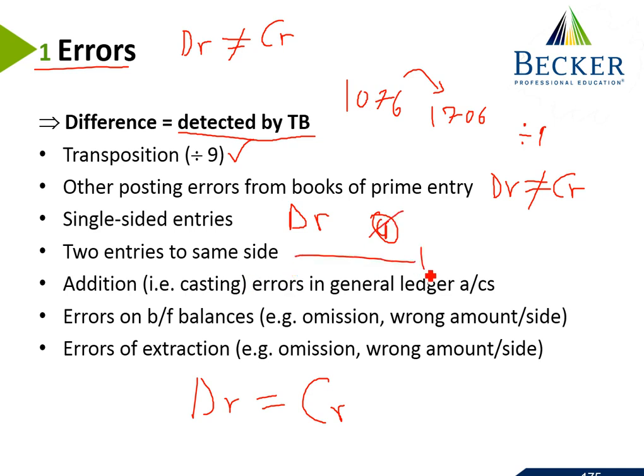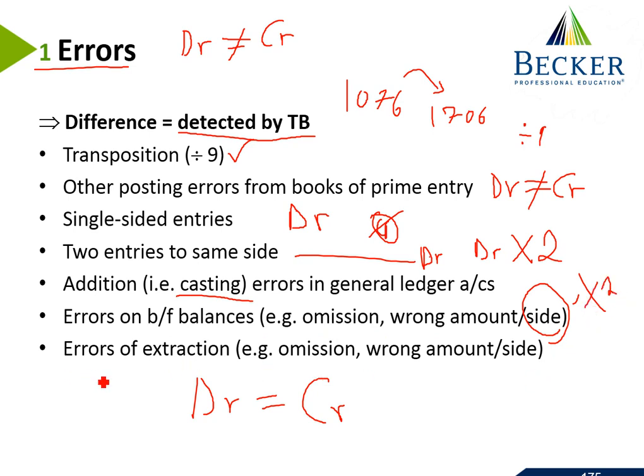Now two entries to the same side, that is, you have a debit in one account and a debit in another account. This is called a times 2 error because the difference will always be magnified. Okay, it will be doubled, it will be multiplied by 2. And then of course you have casting errors. Casting errors can be made in general ledger accounts. They can even be made in the prime entry books, or even the trial balance can be improperly cast, of course if you operate a manual system. Errors on bringing forward balances. For instance, if you omit to bring a balance, or you bring a balance on the wrong side, this will again lead to a times 2 error.